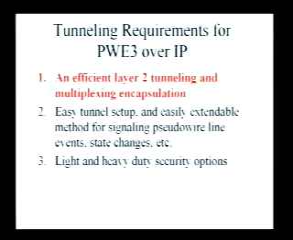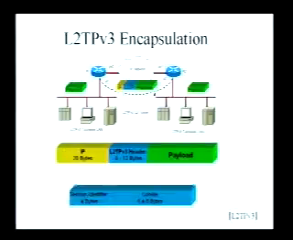So, three tunneling requirements to do PWE3 over IP. I've distilled down to here. There may be one or two more, but these are three important points. First, you need an efficient layer 2 tunneling and multiplexing encapsulation, because you're sending these layer 2 point-to-point connections all over your network. The L2TPv3 encapsulation is actually quite simple. Right above your IP packet is just a simple 4-byte session identifier, the first thing you see. And this session identifier is designed to be optimized for the fastest lookup possible once your IP packet arrives at your edge node.